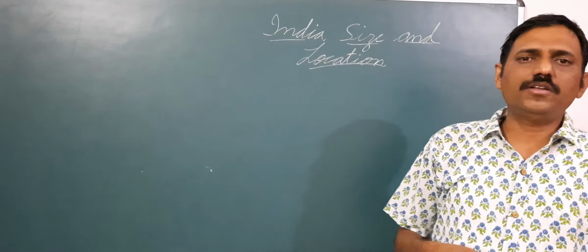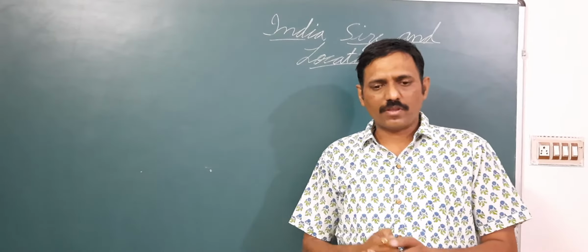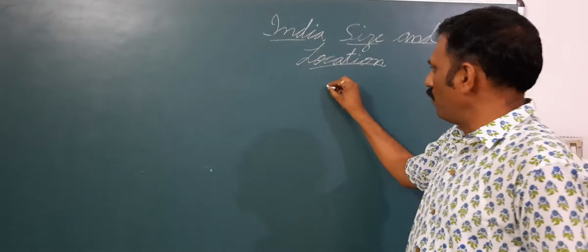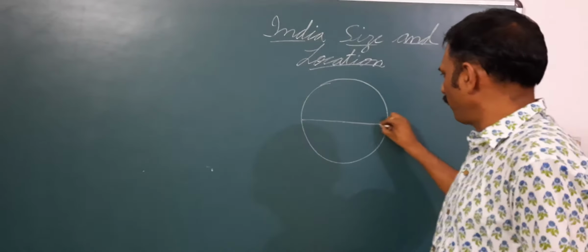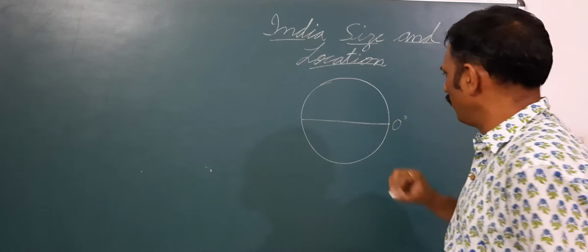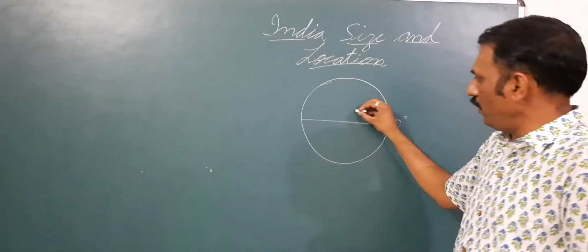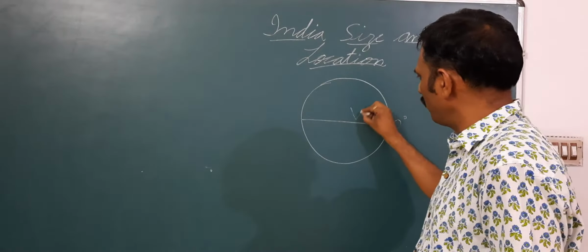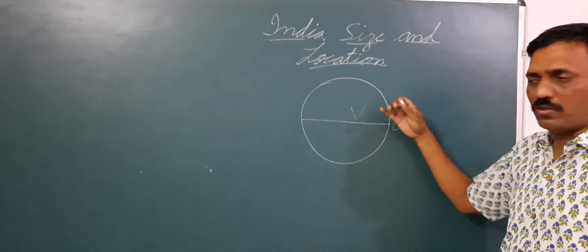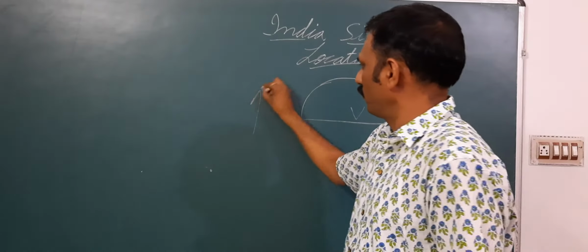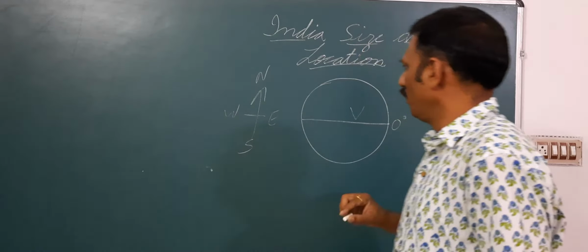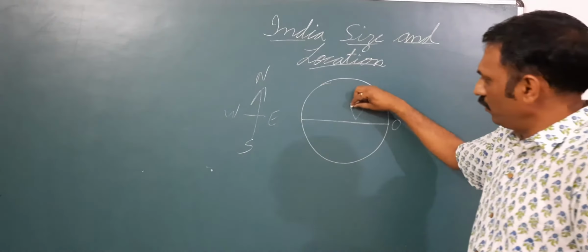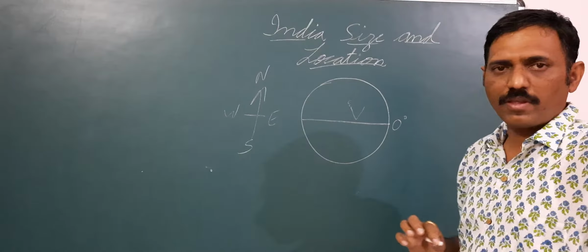India lies in the continent Asia and in the northern hemisphere. What do you mean by northern hemisphere? On the earth, it lies completely in the northern hemisphere, that is, north of the equator. So it lies completely in the northern hemisphere.